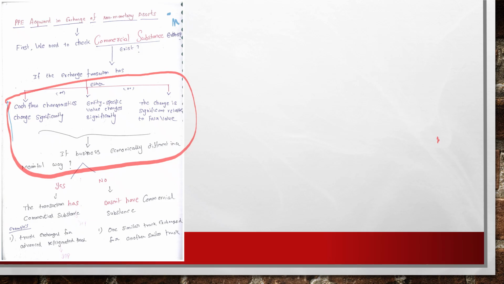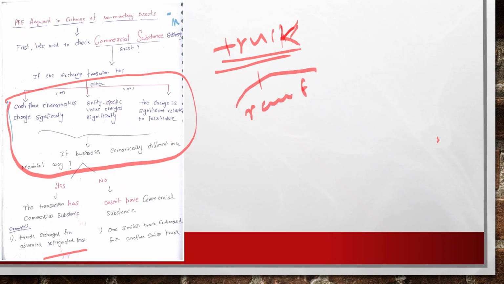In this case, there are a few examples. If you listen to these examples, you may get a few ideas on how we would identify it. A truck is exchanged for an advanced refrigerator truck. The earlier truck does not have refrigerator features. Say suppose you have a food transferring business, and you have a truck that does not have a refrigerator facility. Then you exchange this truck with another party's truck with a refrigerator.